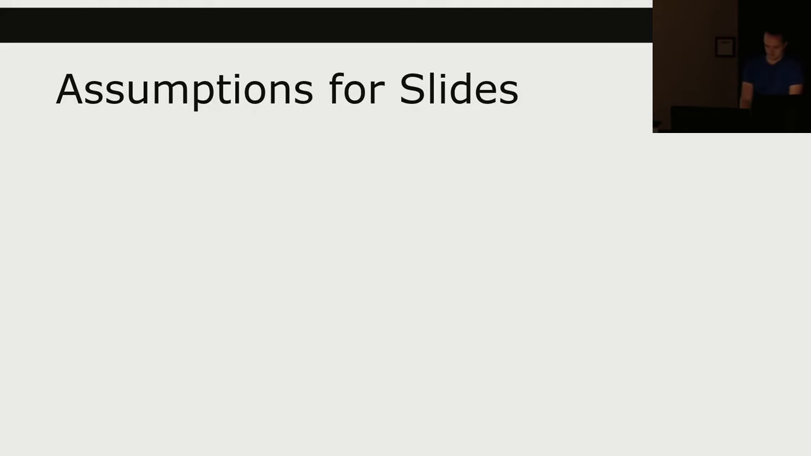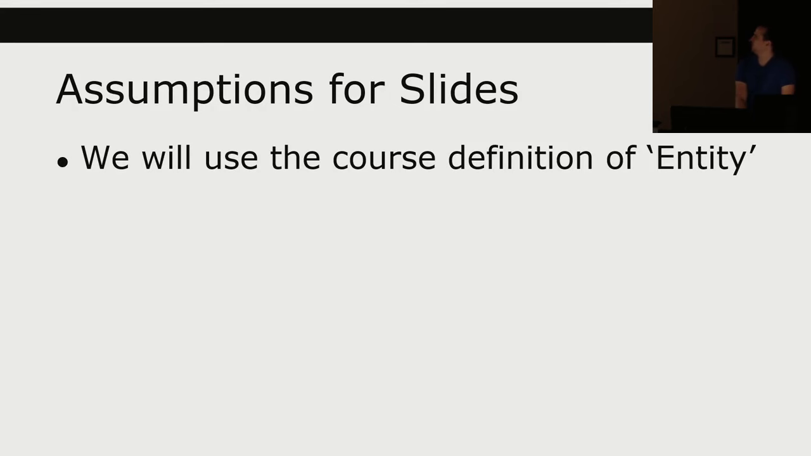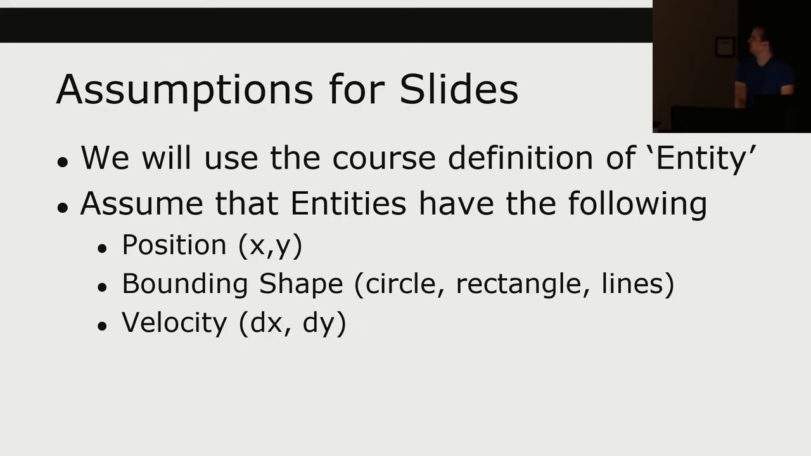So some assumptions for these slides. We'll be using the course definition of entity, and that's going forward with the course. That's what we mean whenever we say entity. And we are going to assume that entities have the following properties. They're going to have some position, x, y. If they are moving around, then they have some velocity, which is the delta x and the delta y, just a change in x and y on every frame. And then they're going to have some sort of bounding shape. For our course, we're going to be dealing with circles in assignment 2. We have rectangles and lines for the rest of the course. So some sort of shape that determines the boundaries of that.